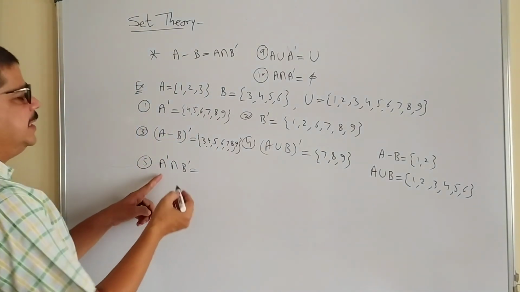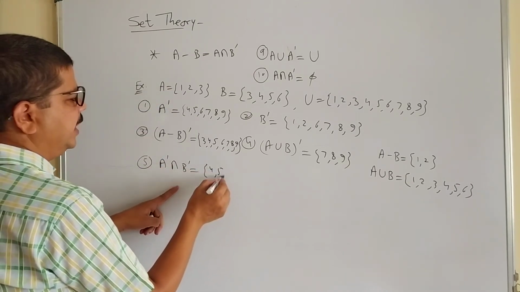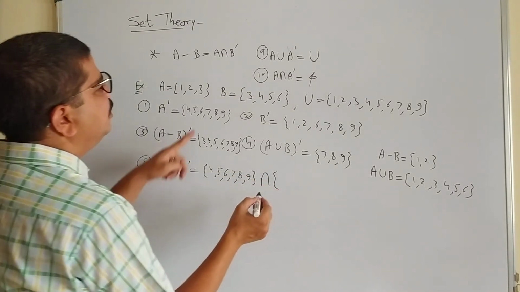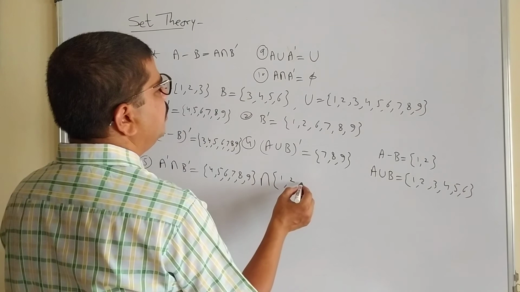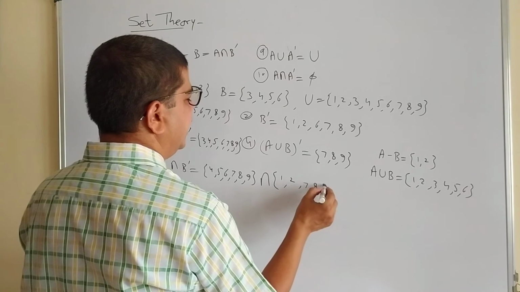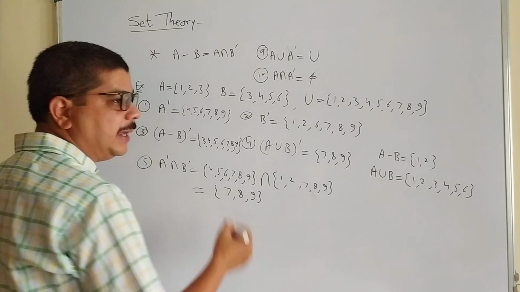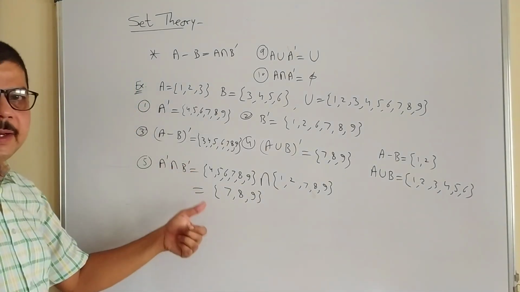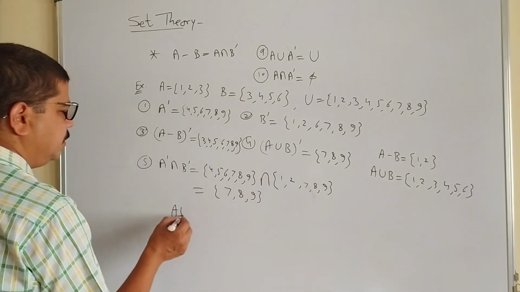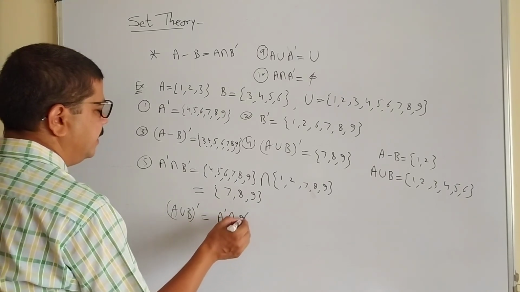And A complement intersection B complement. See what A complement is. 1 2 3 को छोड़ दीजिए, 4 5 6 7 8 9. और intersection B complement, B के elements को छोड़ दीजिए. 1 2 5 6 is also there, 7 8 9. And their intersection is 7 8 9. तो हमने ये फाइंड भी कर लिया, एक प्रैक्टिस भी हो गई, दूसरा अपना वेरिफिकेशन भी हो गया. डी मॉर्गन्स लॉ का देखो एक कि A यूनियन B कॉम्प्लीमेंट विल बी A कॉम्प्लीमेंट इंटरसेक्शन B कॉम्प्लीमेंट.